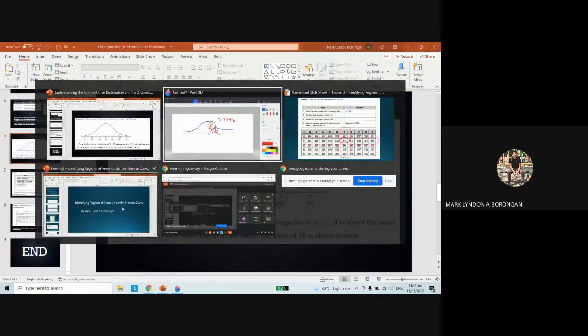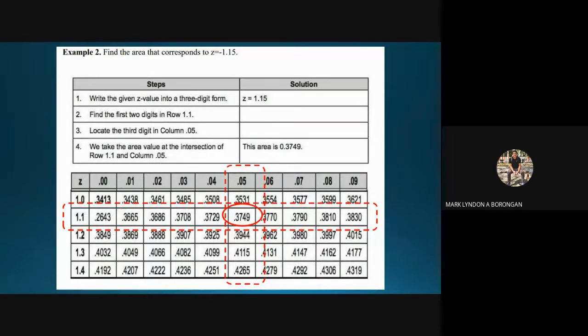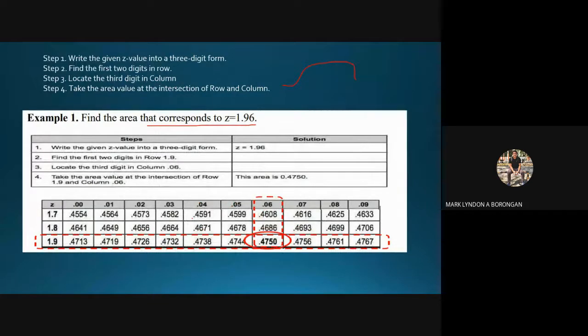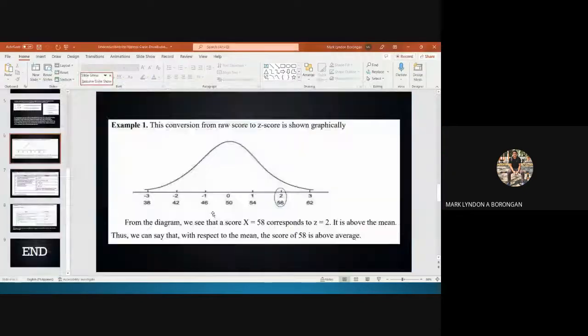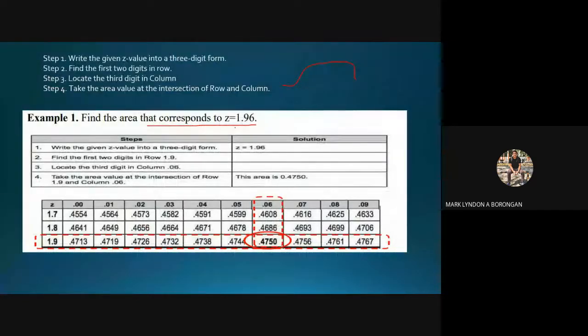Wait lang, guys. Let me ask you this. I'm going to connect it, guys. The topic today is to apply what we have learned from our previous lesson. Our previous lesson was to find the z-scores. But now, in our present lesson, when you have your z-scores, you can now find the area under the normal curve. So we can use it now.